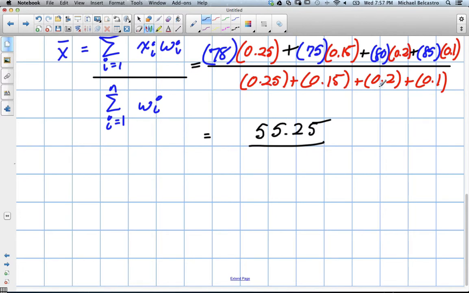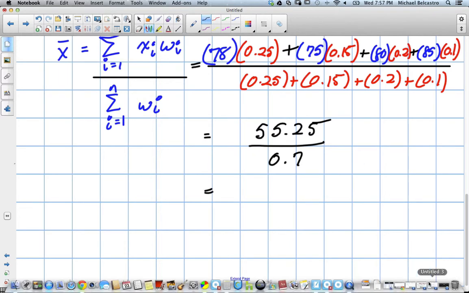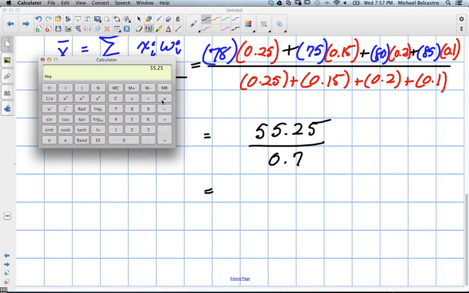So 0.4 plus 0.2 is 0.6, plus 0.1 is 0.7. So we have a 0.7. Is that right? So when we divide it by this, 55.25 divided by 0.7 is equal to 78.9.